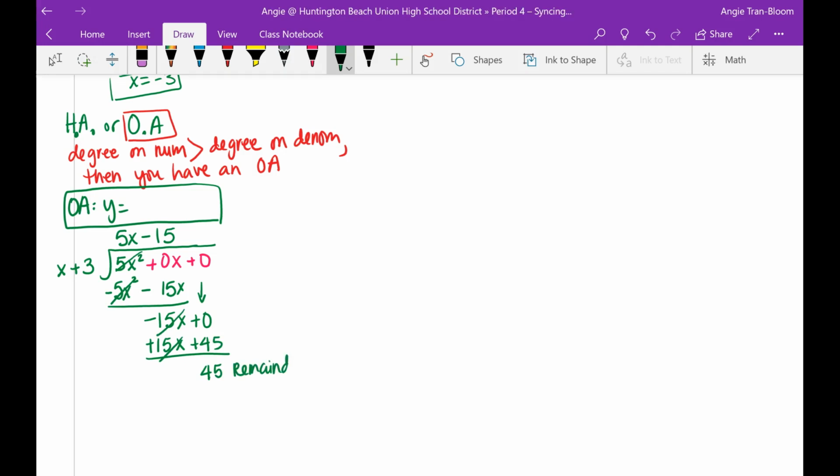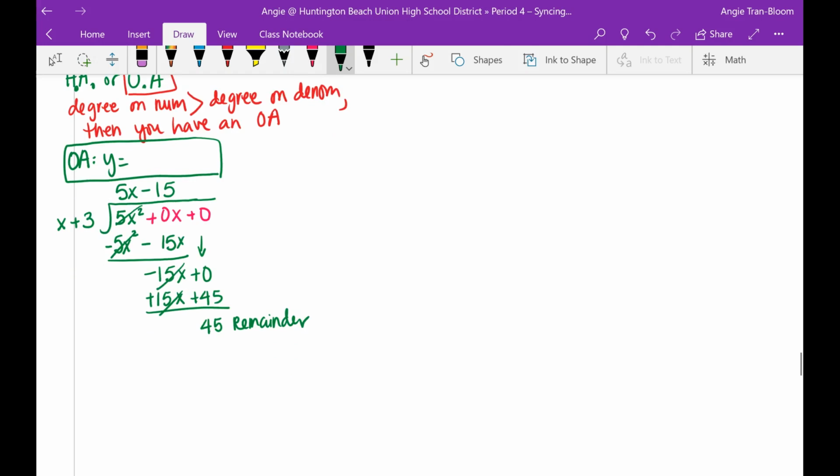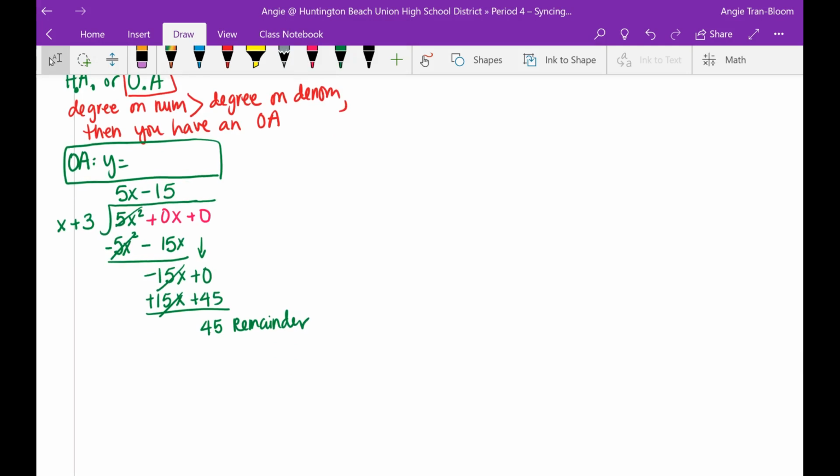And what do you do with the remainder? Well, just like what you did back then when you were in 4th grade doing long division. So we have an answer of 5x minus 15 plus a remainder of 45.